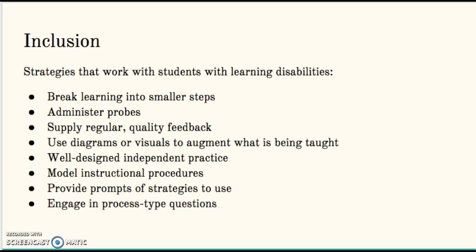In an inclusion class, these are strategies that will work with students with learning disability. Breaking it into smaller steps, so instead of having 5 steps to follow, they may only have 2 steps to follow. Administer probes, so that just means formative assessments throughout the learning. Supply regular and quality feedback, so instead of just giving them a grade, telling them how they can improve it next time. Use of diagrams or visuals to augment what is being taught.